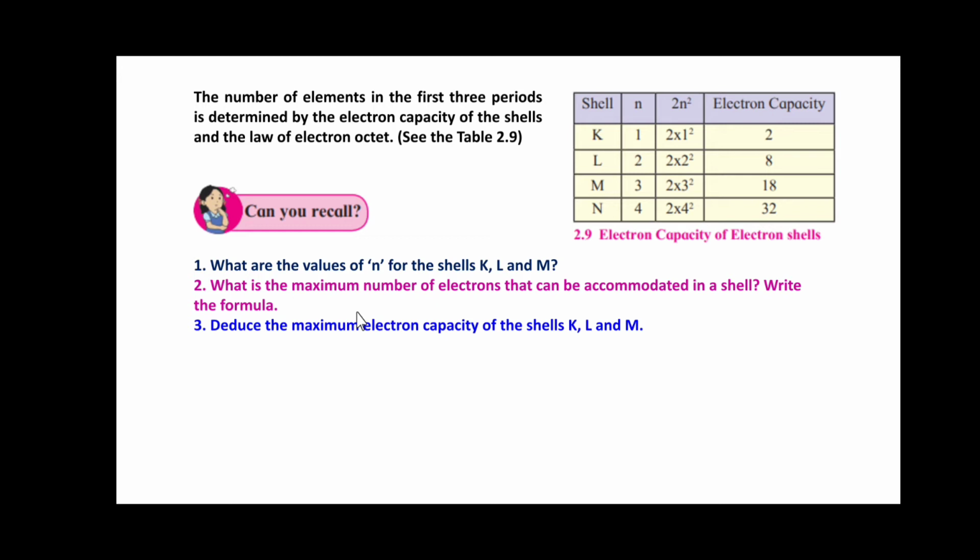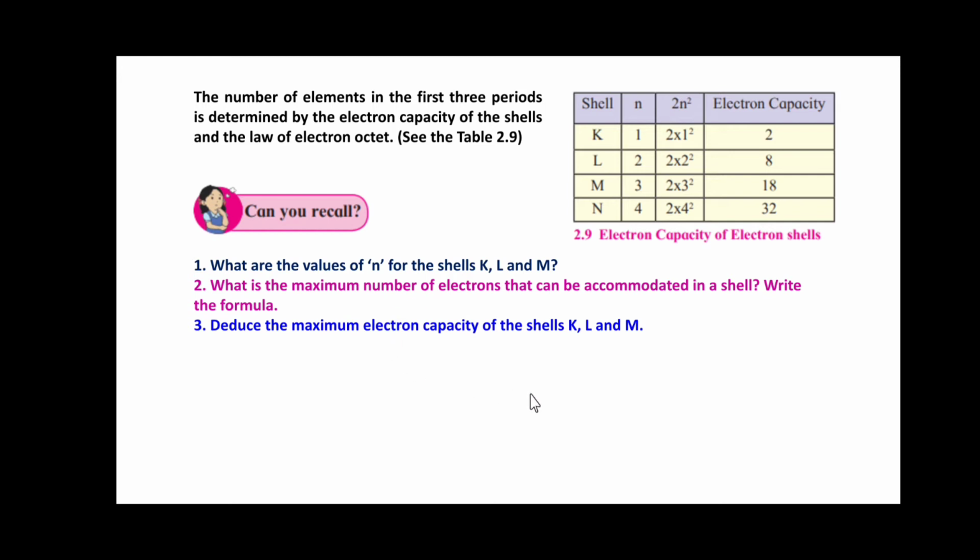Next question: what is the maximum number of electrons that can be accommodated in a cell? Write the formula. Friends, here in the adjoining table you could find that the maximum number of electrons that can be accommodated in a cell depends on the value of n. It can be calculated by using the formula 2n square. You can see here the formula 2n square.